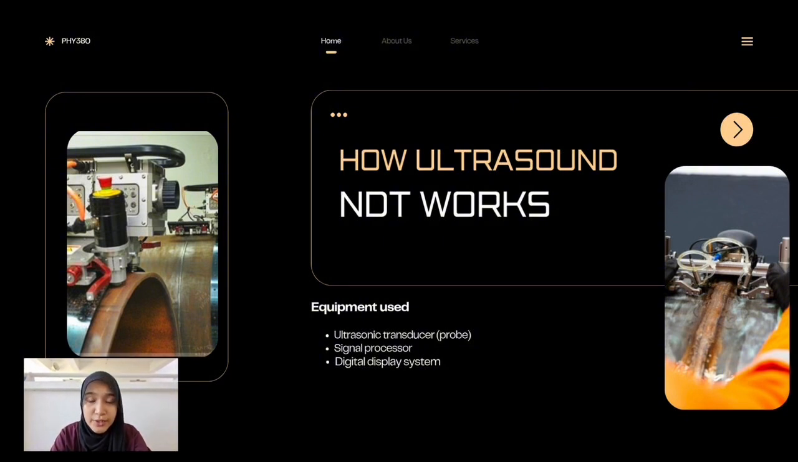Another method is the through transmission method. In this method, one probe sends sound waves while another probe receives them on the opposite side. If a defect blocks the waves, the received signal will become weaker, indicating a possible defect. The main equipment includes an ultrasonic transducer which sends and receives the sound waves, a signal processor that analyzes the signal, and a digital display system that shows the result.